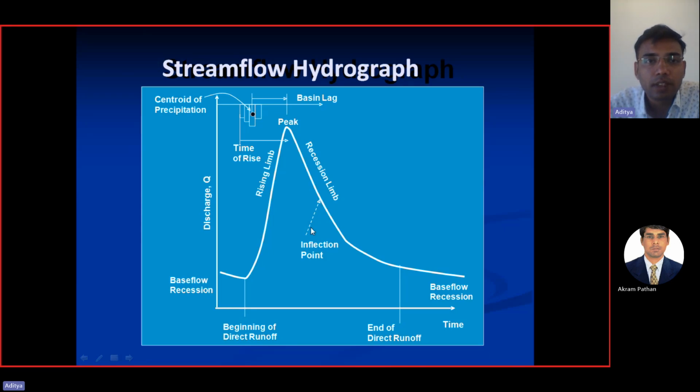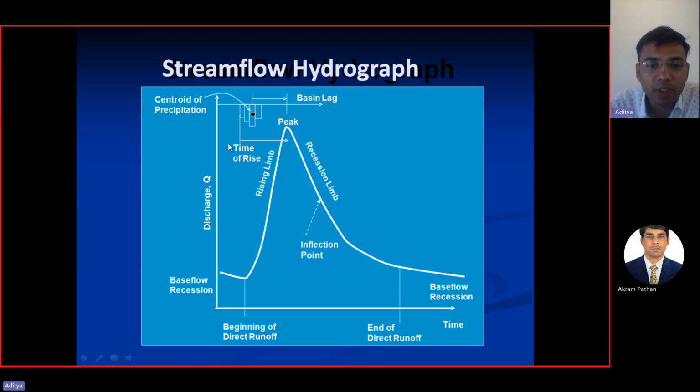This is the stream flow hydrograph, or you can call it the runoff hydrograph. You have discharge on the y-axis and time period on the x-axis. This is the rainfall, and this is the centroid of precipitation. If I draw a line from the center of P, you have the rising limb at left and the recession limb at right. In between the rising limb and recession limb, you have a peak.